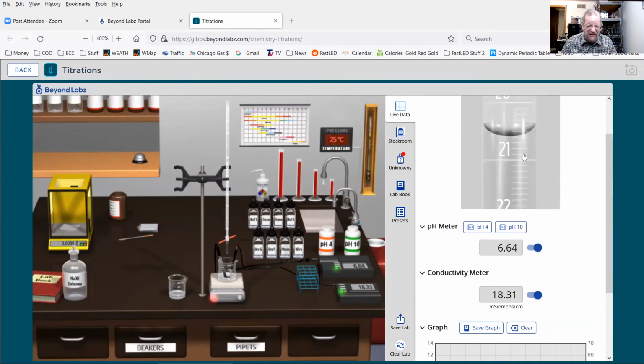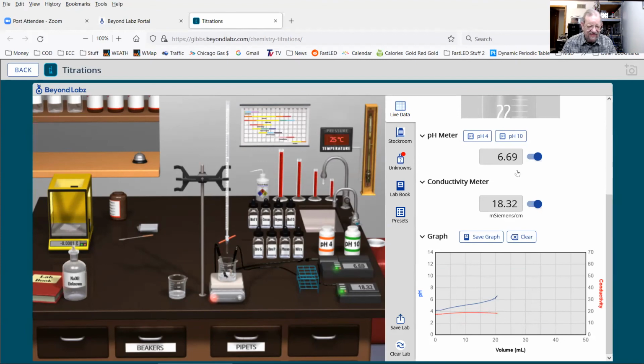The burette. And this is called being near what we call the end point. The end point is when you've neutralized all the acid with the base, and it's going to change color any second now. And now I'm going to stop it. Stop. And notice how this zoomed up.